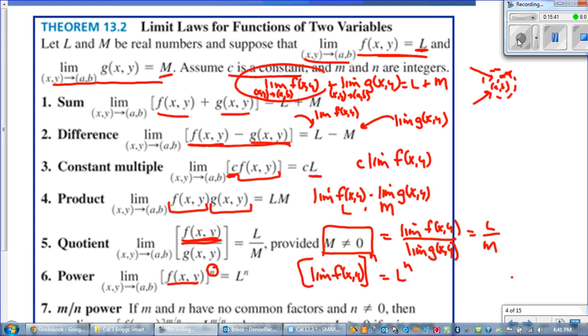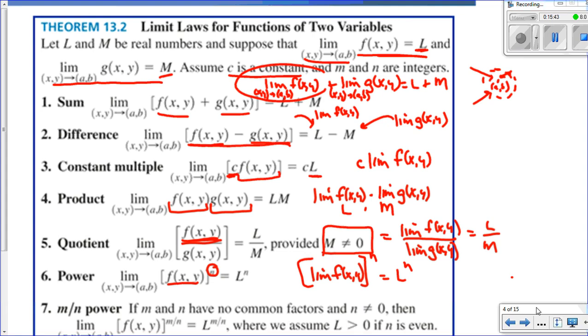And the last one here says that if you have fractions m over n for the power, where m and n have no common factors, in other words, the fraction is reduced, so don't use 4/6, use 2/3, you've got to have a reduced fraction, then the limit of that function to a power will be just that limit of the function to that power, assuming that the L is positive if the N is even.